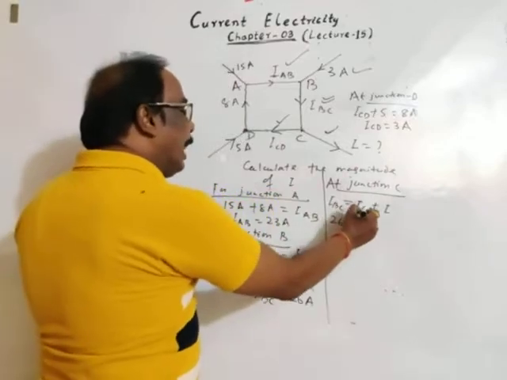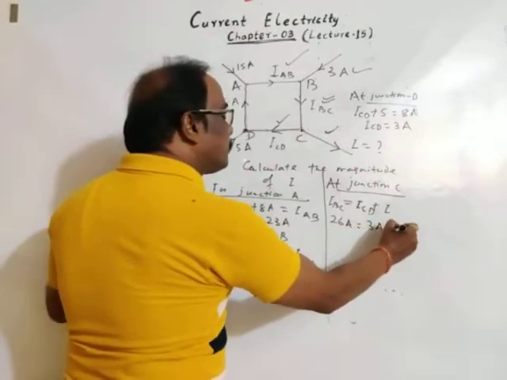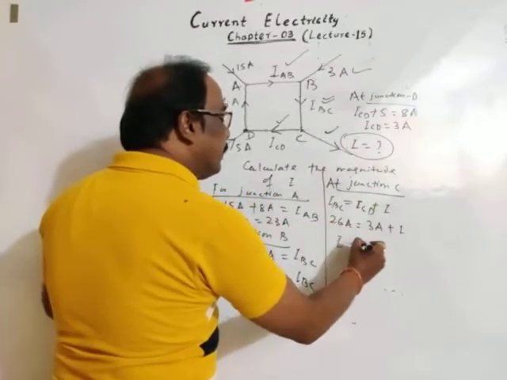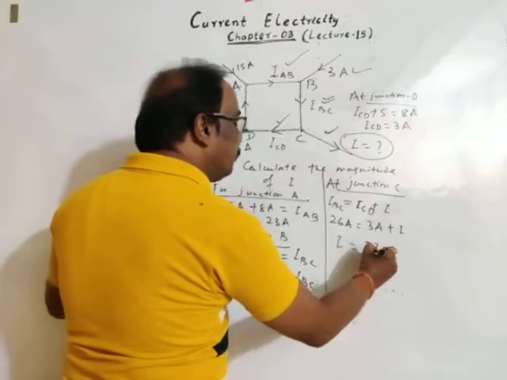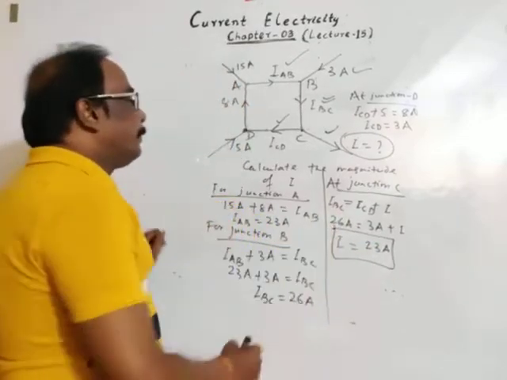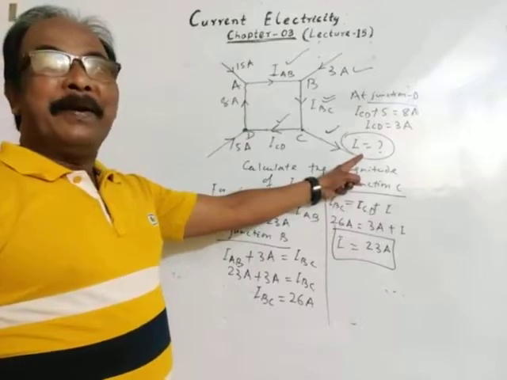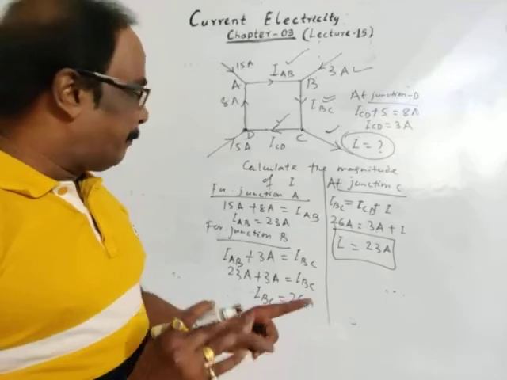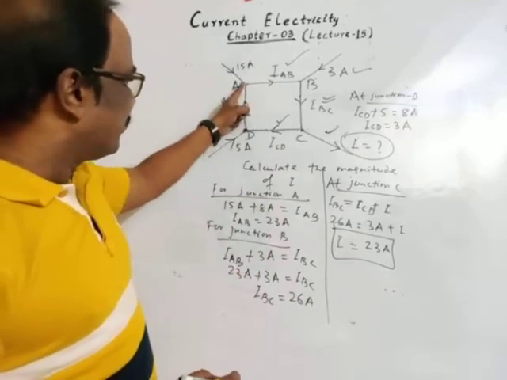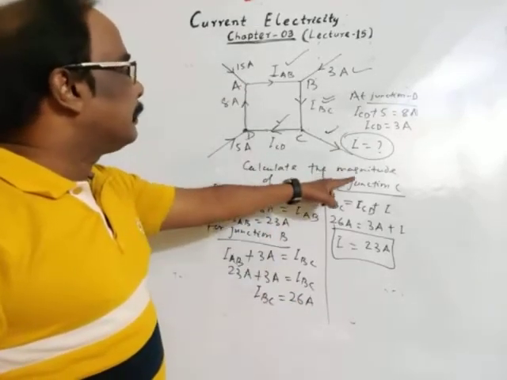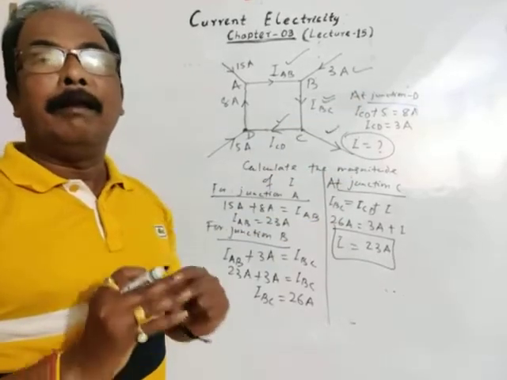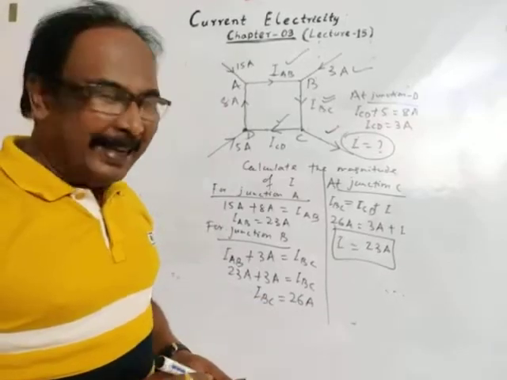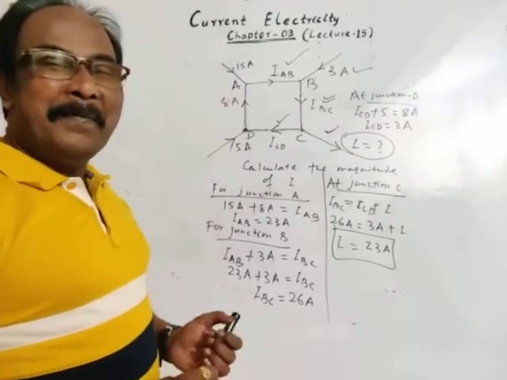Now IBC is ICD plus I, and it is asked to calculate I. I is equal to 26 minus 3, equal to 23 ampere. So the magnitude of I is 23 ampere. Just analyze the junctions at A, B, C, and D. Too easy, just use the first law. Can I erase it now?